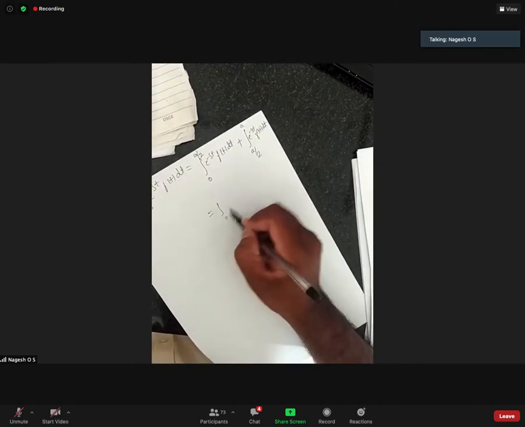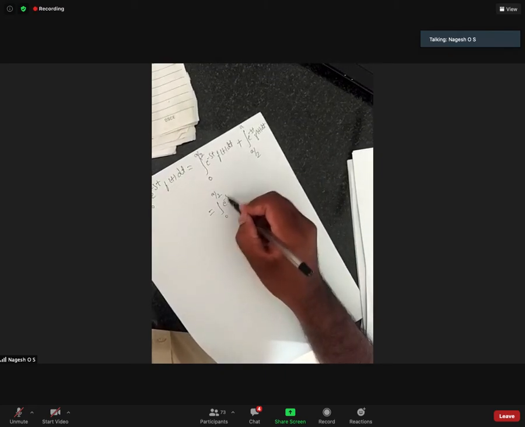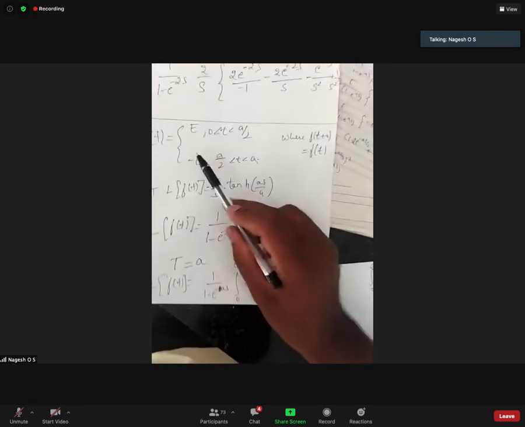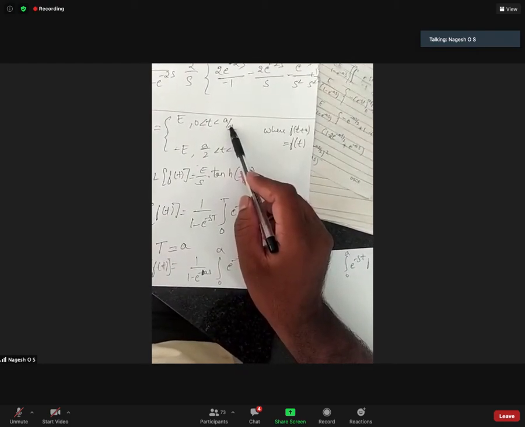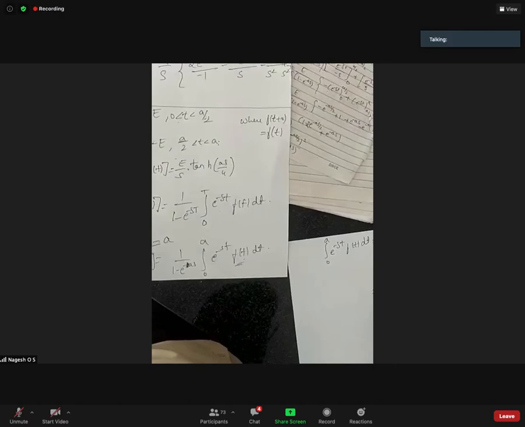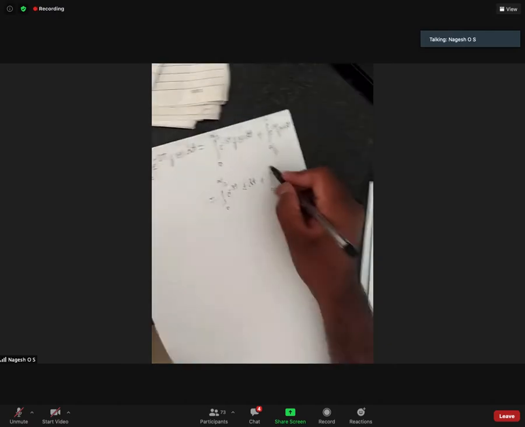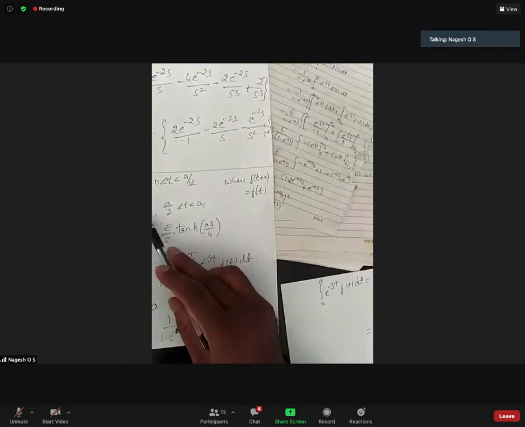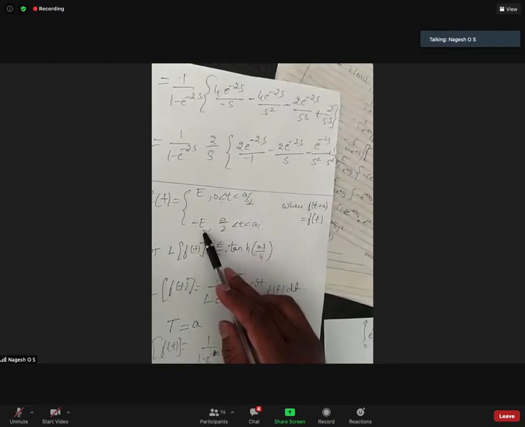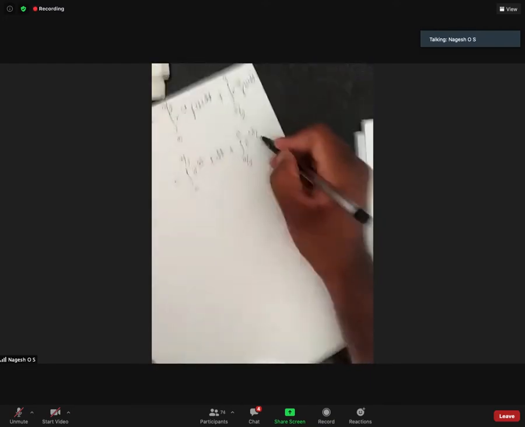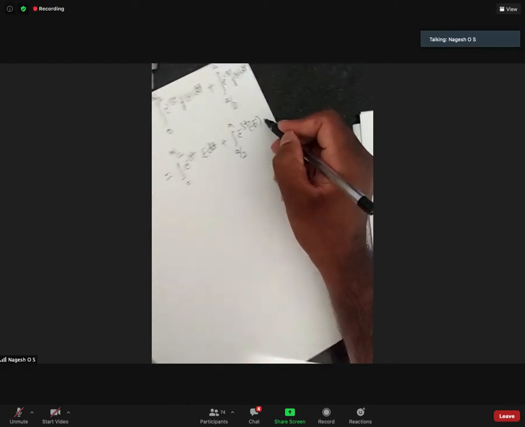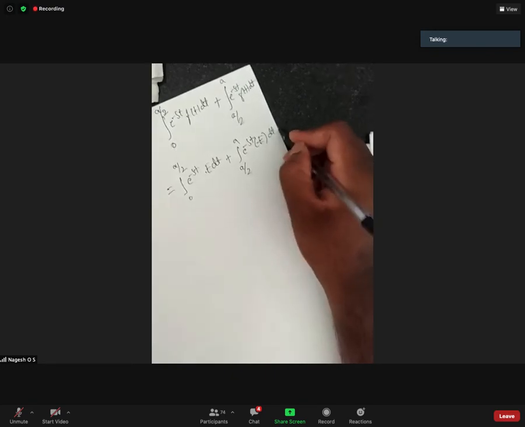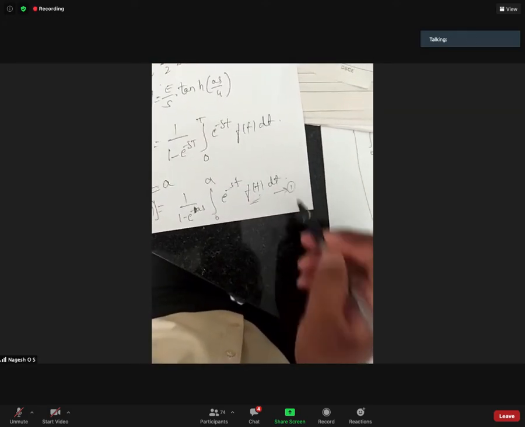So this will become 0 to a by 2 e power minus st. What is f of t between 0 to a by 2? Between 0 to a by 2, f of t is e. Plus a by 2 to a e power minus st. What is f of t? Again f of t here. What is f of t? Minus e. So here I will write minus e dt. Now this I have written. I will come back to this.